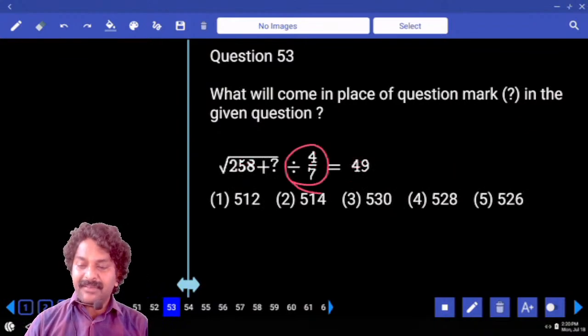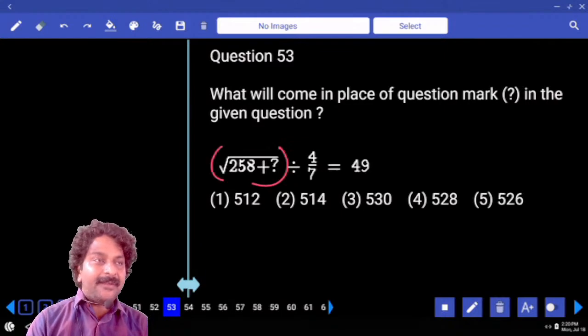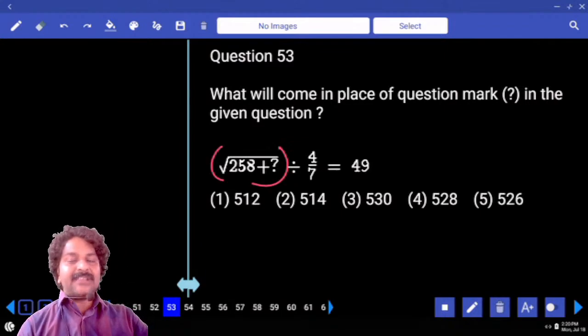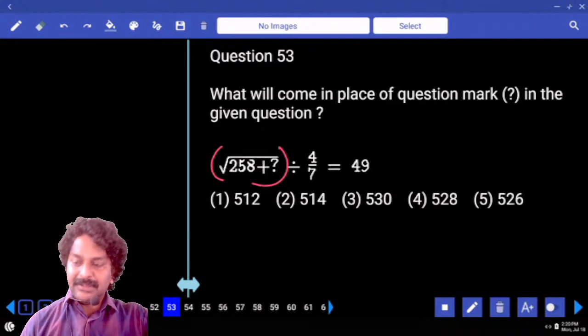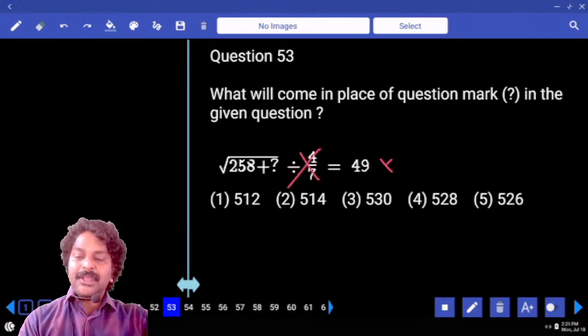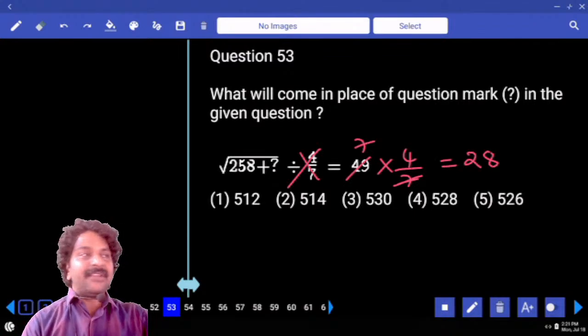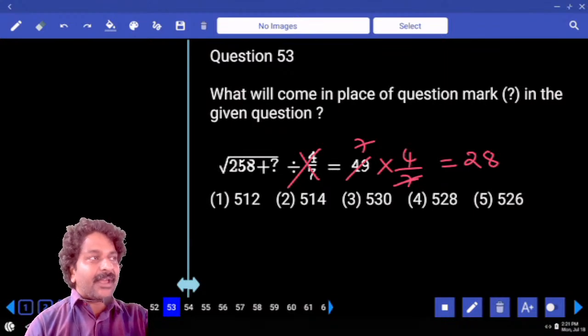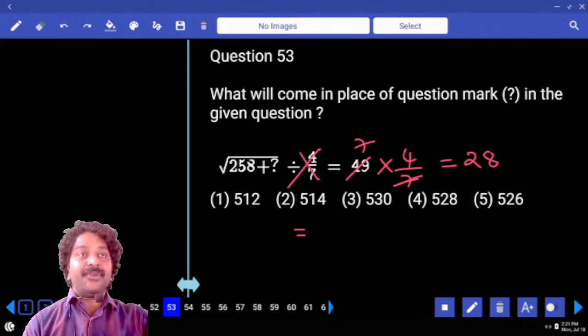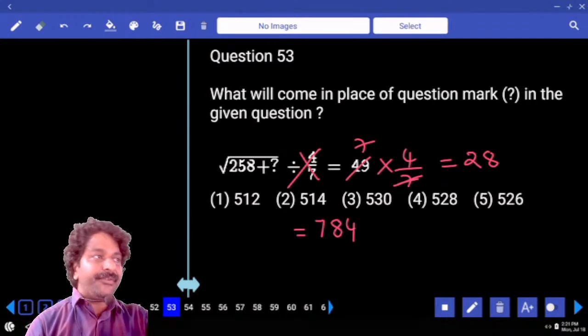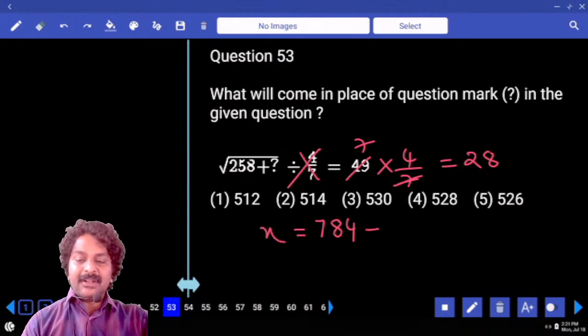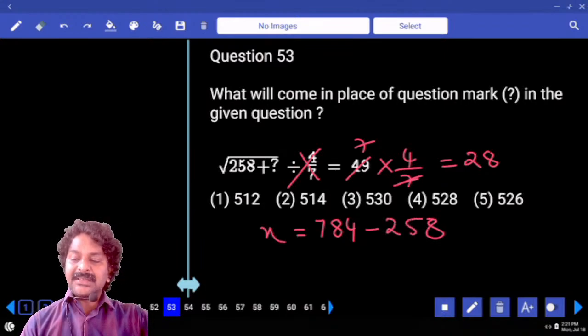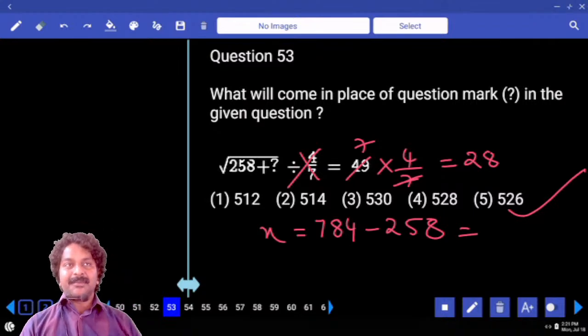Divided by 4 by 7. That is for entire under root value, right? If you take that value to right hand side, that becomes direct multiplication. So which is equal to into 4 by 7. 7 how many times? 7 into 4. So left hand side we have under root value. When you take square on both sides, right hand side 28 square, 784. Left hand side 258 plus x we have. X is equal to 784 minus 258 only. Answer must end with 6, only one option.